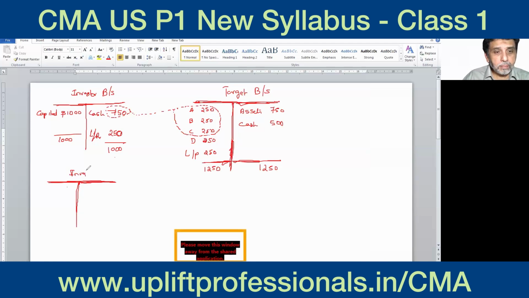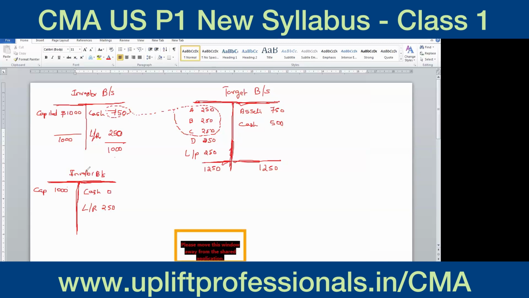Investor balance sheet. The capital as it is, 1000. Cash 0. The loan receivable is still there because we have not yet consolidated, 250. Okay. And then what happens? The balance sheet is not balancing. What should we add there?